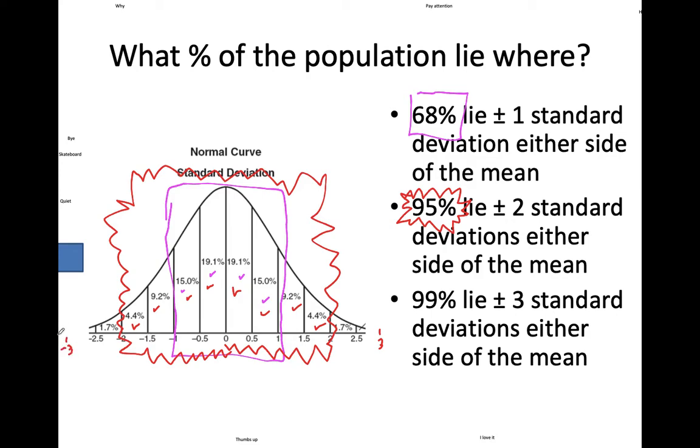You will see that there's only a tiny bit beyond the 3 and the minus 3, which means most of the data occurs within 3 standard deviations above and 3 standard deviations below.